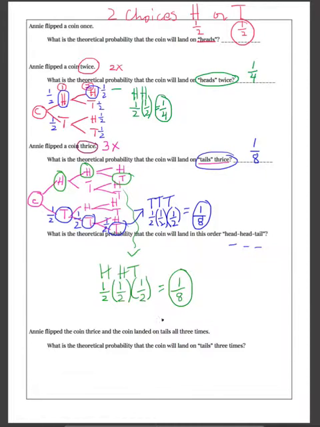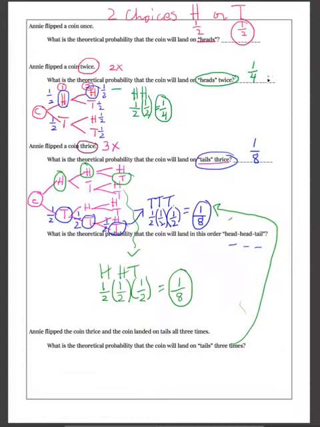Okay? Flip the coin 3 times, and the coin landed on tail all 3 times. What is the theoretical probability that the coin will land on tail 3 times? Okay? So that's the answer. Flip the coin 3 times, and it landed tail, tail, tail.